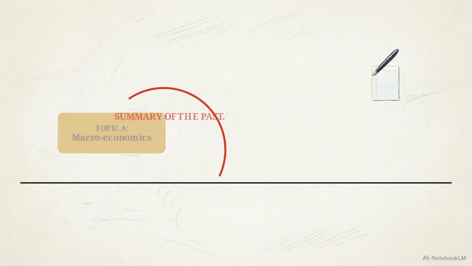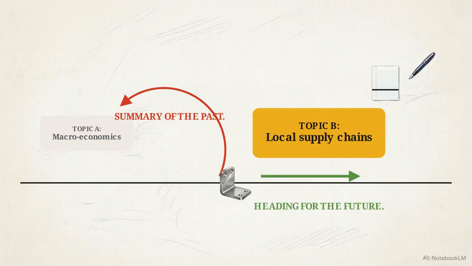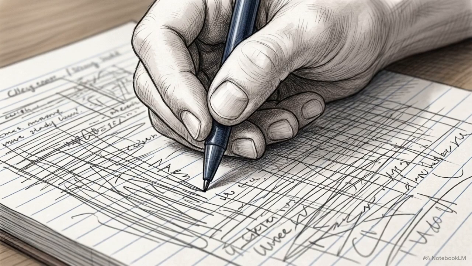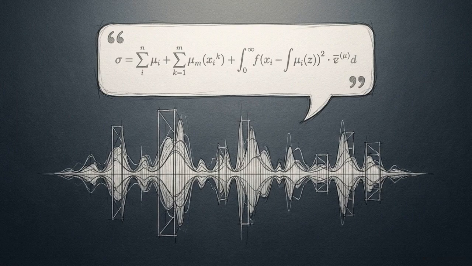As a listener, you must recognize the summary of the past topic, so now that we've covered the macroeconomics, while instantly preparing a new heading for the future topic, I'd like to turn to local supply chains. This is a classic trap. Many listeners spend those crucial seconds writing down the recap, completely missing the green light that signals the start of the next major section.